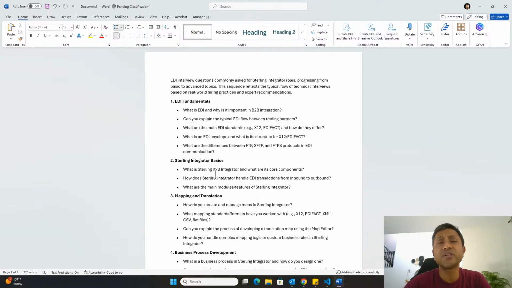When you're answering this, use a mental model: visualize the dashboard of Sterling Integrator and focus on the left-hand side, the key components that you use for setting up a trading partner. Talk about them at a high level, unless you are asked specific questions for a deeper dive into a specific area.